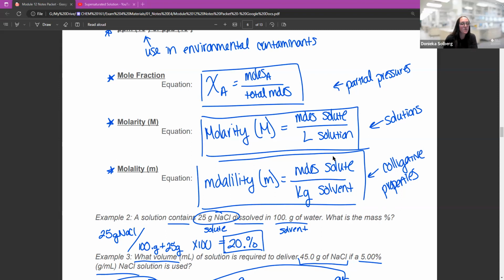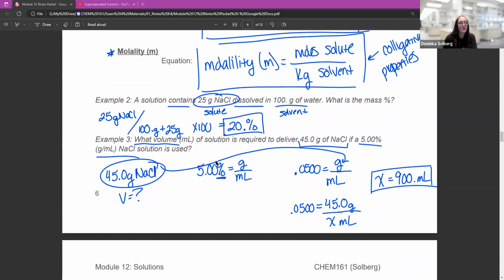Okay, so for examples number 2 and 3, I have the work up here, and then I am going to have you try to do the next couple by yourself. Example number 2 says the solution contains 25 grams of NaCl dissolved, so that's my solute, in 100 grams of water. Okay, so that's my solvent. What is the mass percent? It's the mass of your solute over the mass of the whole solution. So it would be 25 over 125 times 100, which is 20%. And I put that period there because it has 2 significant figures, because this number has 2 significant figures.